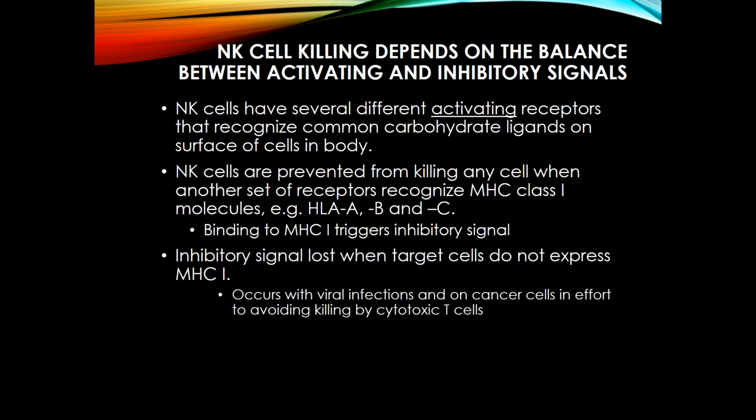And the reduction of MHC molecules can occur with viral infections or on cancer cells, in an effort to avoid killing by cytotoxic T cells. So the idea is the virus shuts down MHC class I. The virus has evolved knowing that MHC class I is something that the immune system, the CD8 cells, can recognize. So they shut it down in the effort to avoid being killed and removed by cytotoxic T cells.